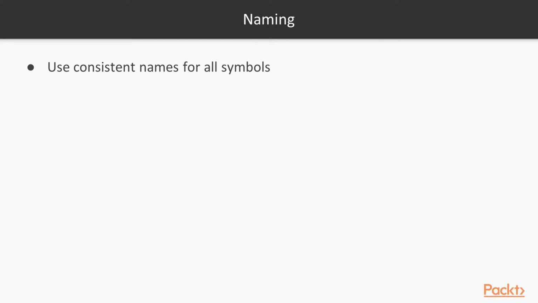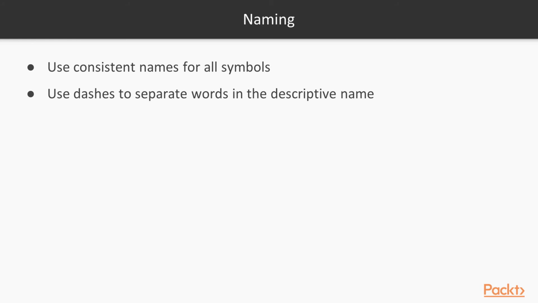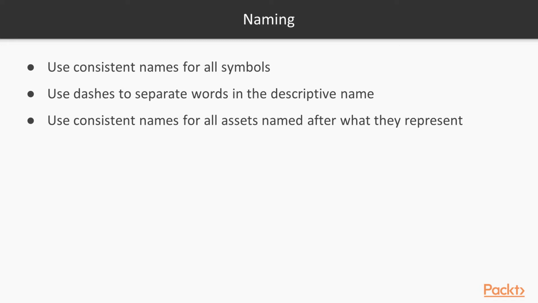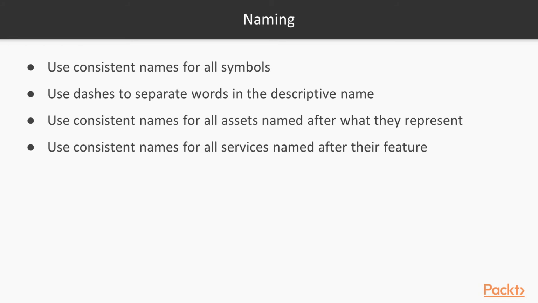Naming conventions are hugely important to maintainability and readability. So, as general naming guidelines, we should use consistent names for all the symbols. Naming conventions help provide a consistent way to find content at a glance. We should use dashes to separate words in the descriptive name. We should use consistent names for all assets, named after what they represent. We should use consistent names for all services, named after their feature.